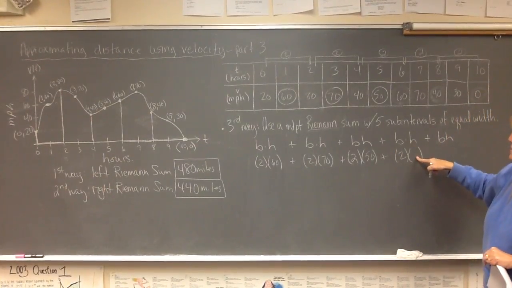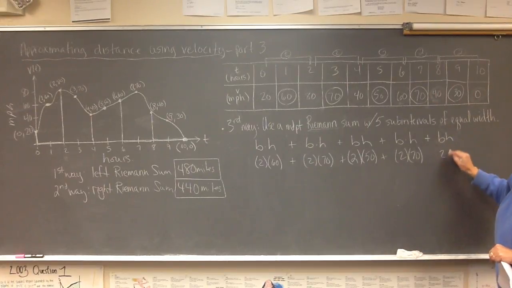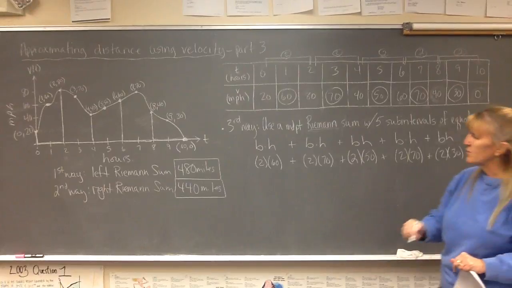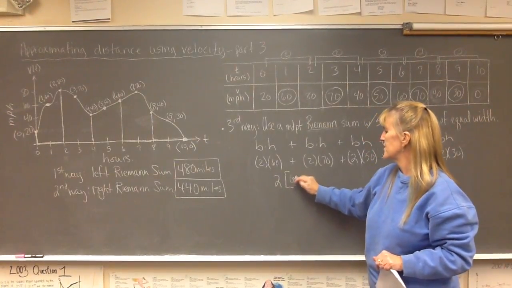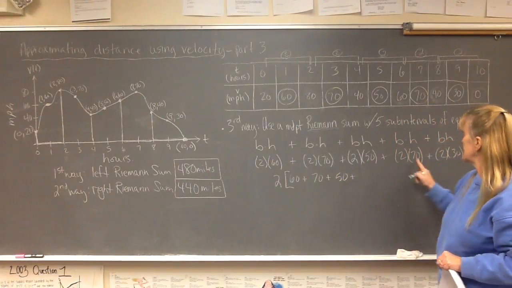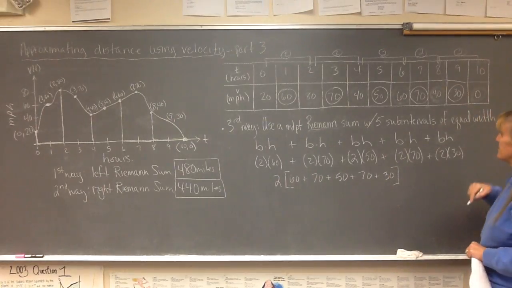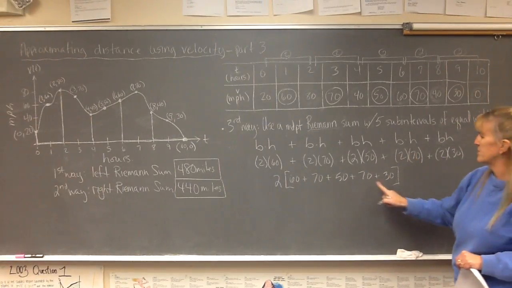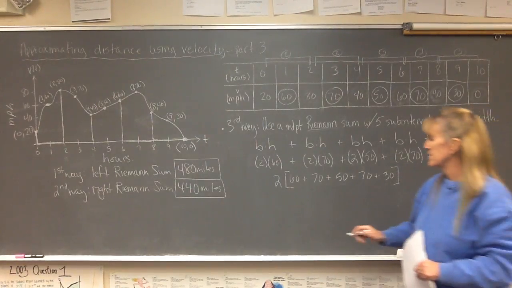And what will this height be used as? I'm hoping you said 70. And the last one will be a 2 times 30. And again, we can add all this up. I'm going to factor my 2 out from every single one of these terms and have 60 plus 70 plus 50 plus 70 plus 30. And I wanted 5 subintervals, 1, 2, 3, 4, 5. I haven't lost anything, so I'm still good on 5 subintervals.